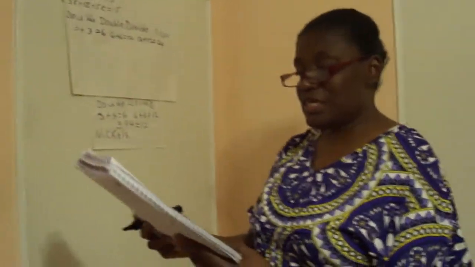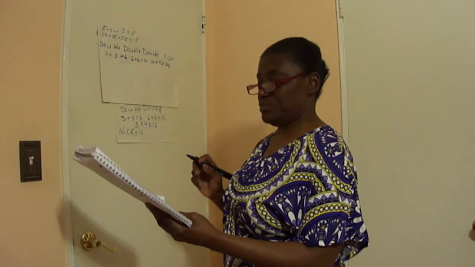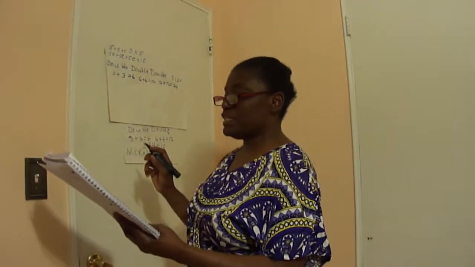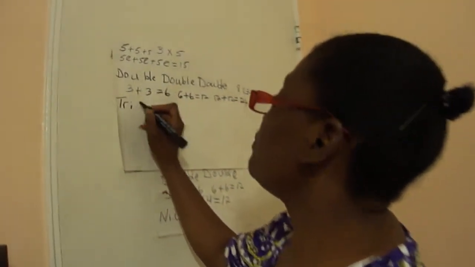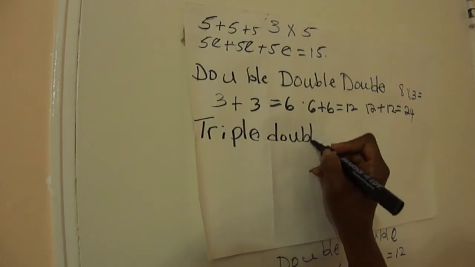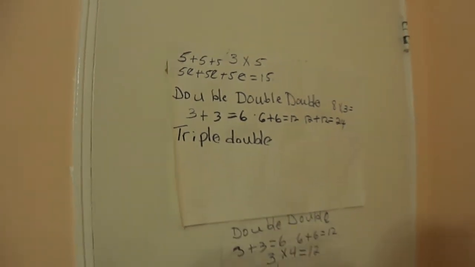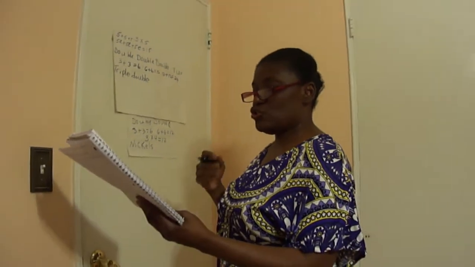Now we're doing the table of 6. The table of 6 is called triple double. Triple, triple, double. What is triple double? Why do we say triple double? So let's go and see why do we say triple double.